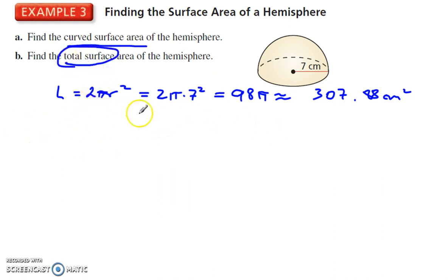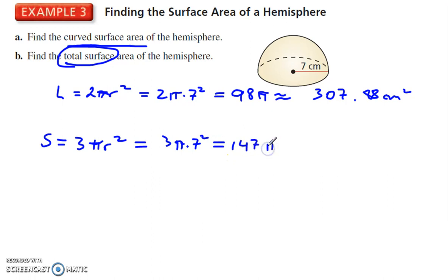We could either do the whole thing with 3 pi r squared, or you can just add in one circle. So you can do pi r squared and just add that to this, which is 49 pi. Add 49 to that, or we can find the total surface area, say that is 3 pi r squared, and that would be 3 pi times 7 squared, and that gives me 147 pi. So a couple ways that you can do it. Either just add another full circle to this, or recalculate the whole thing, and that is 461.81 centimeters squared.